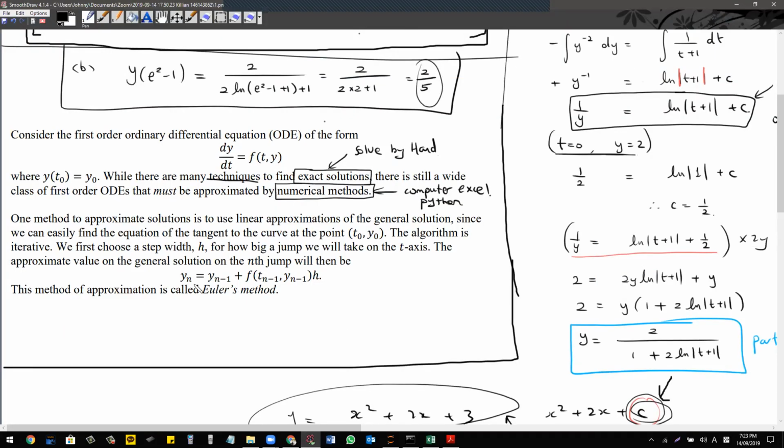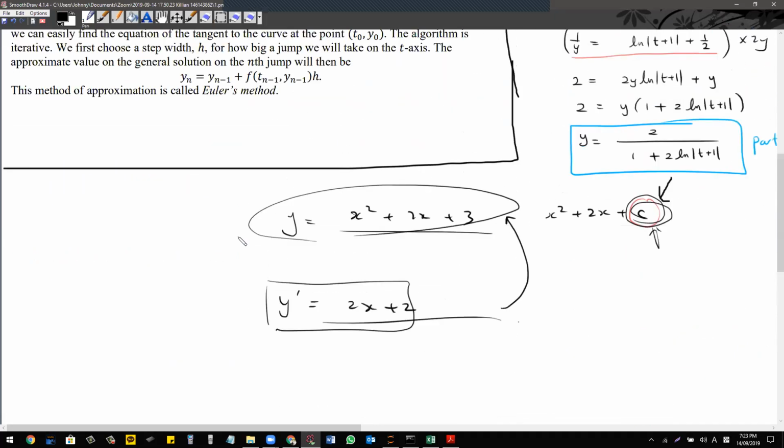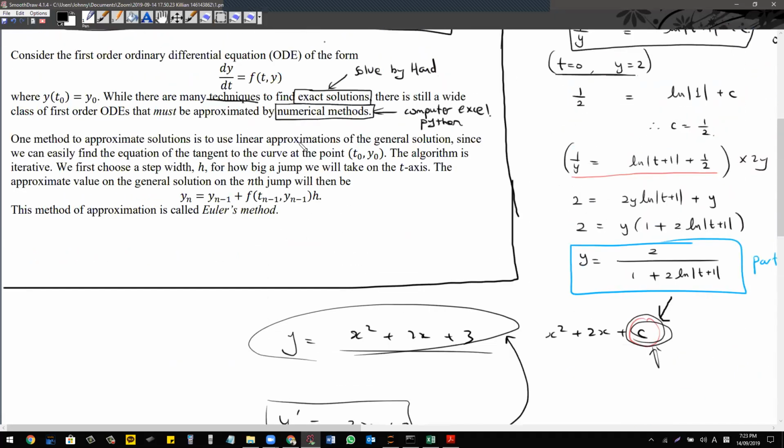So what it means is this: if you have, so one method is using Euler's method, which is given by this here. Do you guys know the meaning of this? No, not really. Not really? No. All right, so it's very, very simple.